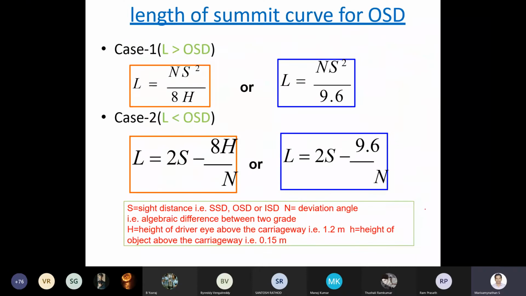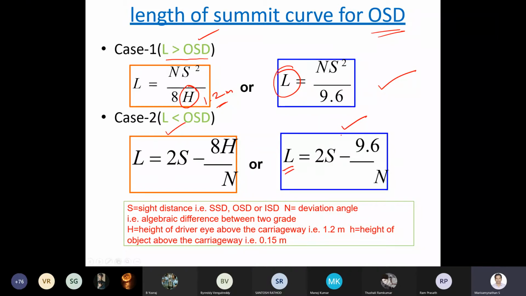At the same time, I told you the other factor is OSD, overtaking sight distance. For that also we have equations: N S squared divided by 8, where h is 1.2 meter. Here the object is not there, but the height of the driver is considered when it comes to overtaking behavior. The first assumption is that length is greater than OSD. If the assumption holds, then you can finalize the length of the summit curve. If not, you go for case 2, with the respective equation, and by applying it you get the length.